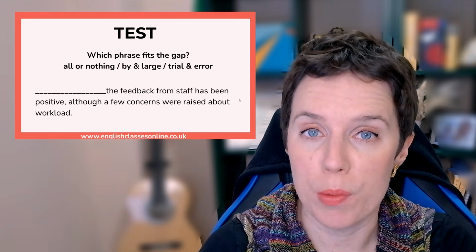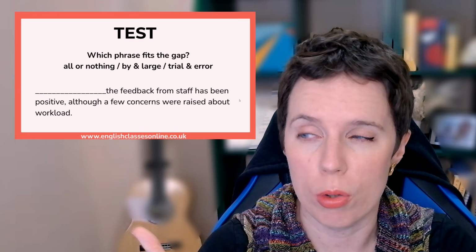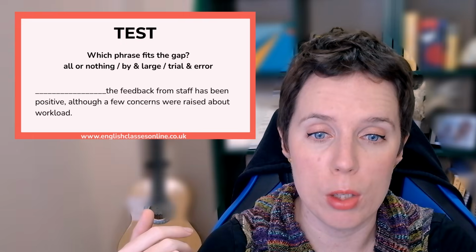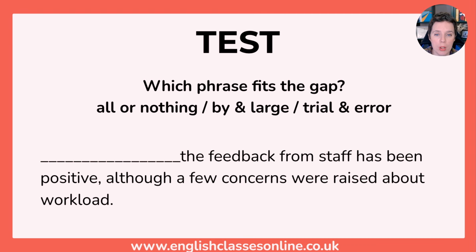All right, so I've got another test for you then with those three that we just learnt. All or nothing, by and large, trial and error. So let's see which one will fit this gap. So we've got, blank, the feedback from staff has been positive, although a few concerns were raised about workload. What goes in that gap? All or nothing, by and large, or trial and error? You've got 5 seconds to complete that gap. Off you go.